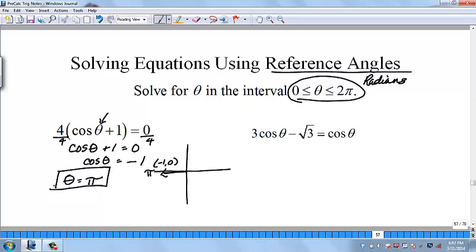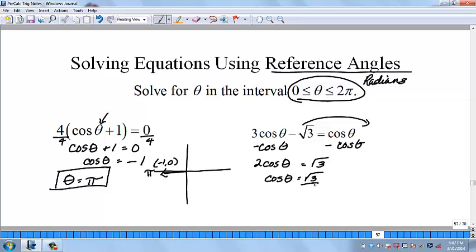Okay, let's look at this one right here. I want to solve for cosine of theta, so I'm going to subtract from both sides. I have 2 cosine of theta, and then I'm going to move the radical 3 over, so it equals radical 3. Then I divide by 2, so now the cosine of theta equals radical 3 over 2. Now you have to look and see, where is cosine positive? Cosine is positive in quadrant 1 and quadrant 4, so I could potentially have 2 answers to this.